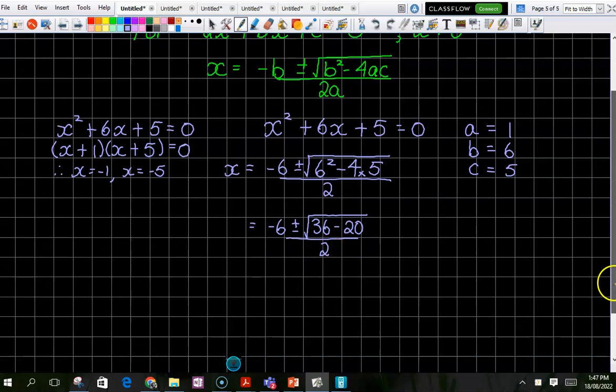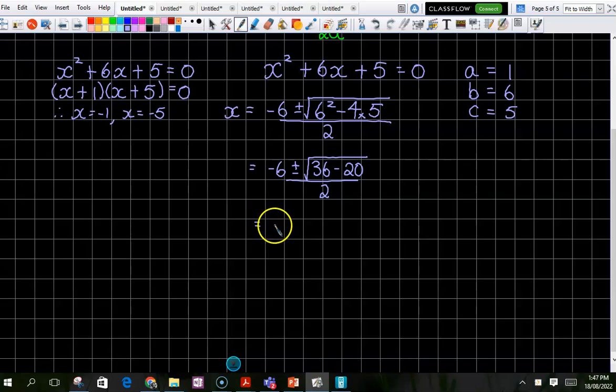I'm hoping you're seeing where this is going. Minus 6 plus or minus 36 take 20 is 16. Oh, do we know what the square root of 16 is? 4. Thank you. So it's minus 6 plus or minus 4. And I'm just doing a very bad thing and having 2 equal signs on the same line. It's just I want you to keep an eye on these answers here.